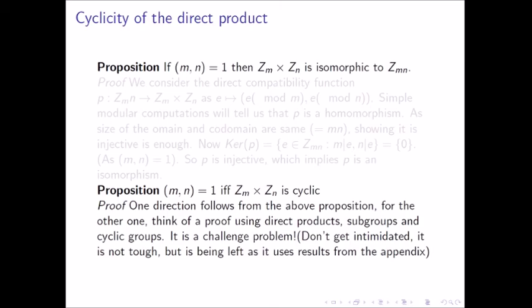You can refer to the appendices, you can search it on the net. If you still have a doubt, you can ask me in the doubt clearing session, but I'd prefer if you try it on your own. It's not difficult to see that if Zm cross Zn is cyclic, then (m, n) is equal to 1.